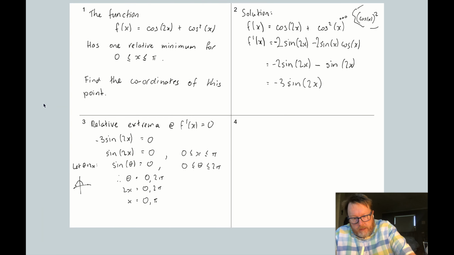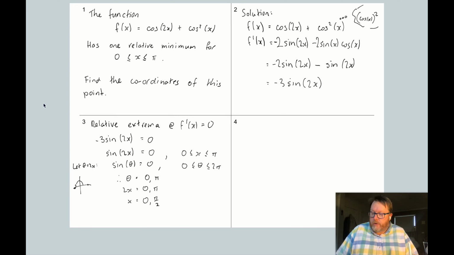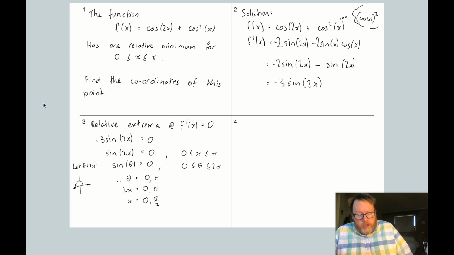I'm so sorry, I made a little mistake there. I can't be bothered redoing the whole video, so I'll just put it in here. This is so profesh. So the two solutions for theta are 0 and pi. Therefore, 2x equals 0 and pi, and x is equal to 0 and pi on 2. Pi divided by 2 is pi on 2. So that's okay, isn't it? Okay, so we've got our two solutions.